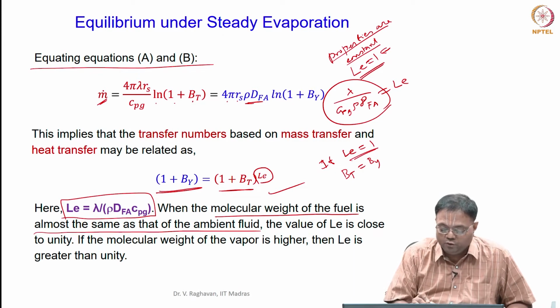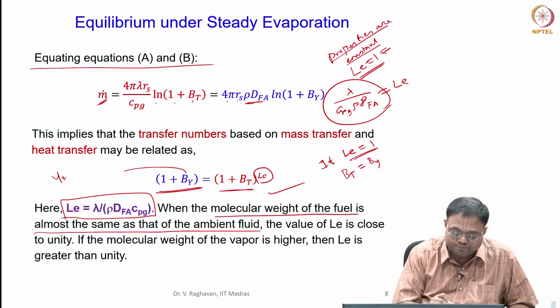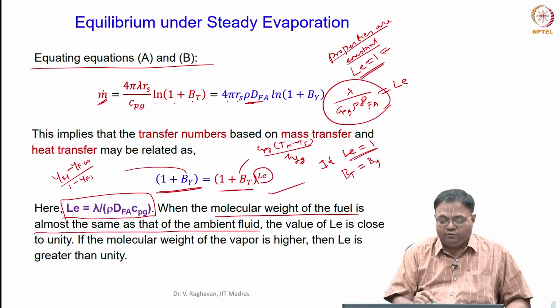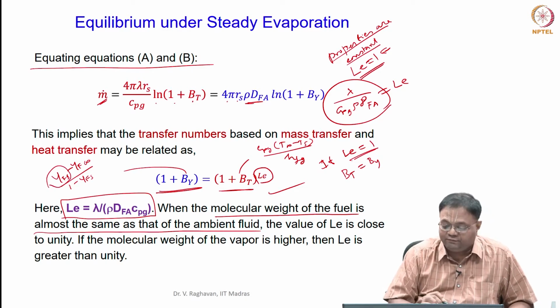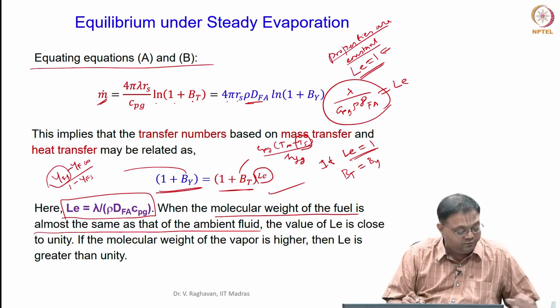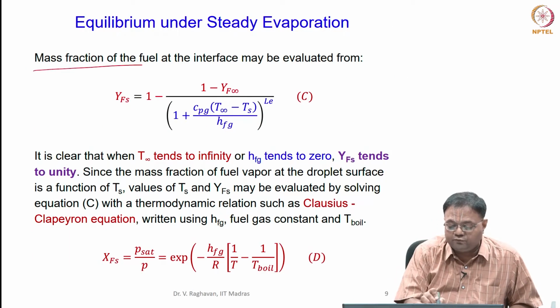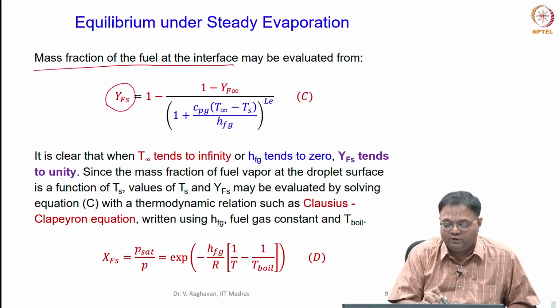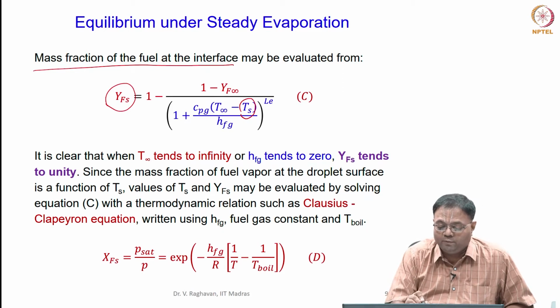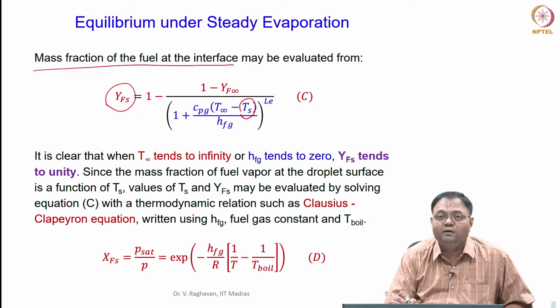So use this equation. You know what By is? By is Yfs minus Yf infinity divided by 1 minus Yfs, and Bt you know: Cpg times T infinity minus Ts divided by Hfg. So when you substitute this, you can find Yfs as a function of Ts, or the other way also. So that is what we are going to do. Using this, the mass fraction of the fuel at the interface can be written like this. So Yfs is written in terms of Ts here. So Yfs equals 1 minus (1 minus Yf infinity) divided by (1 plus Bt) to the power Le. So that is what we are trying to do.